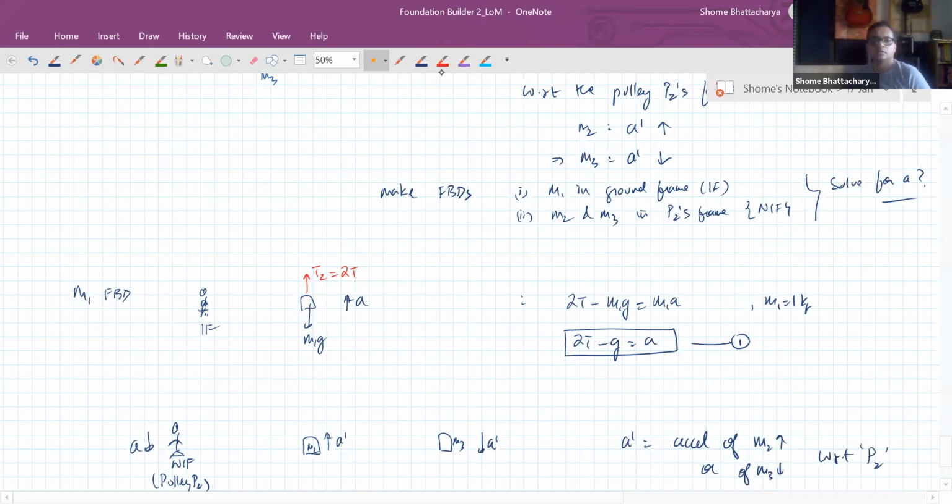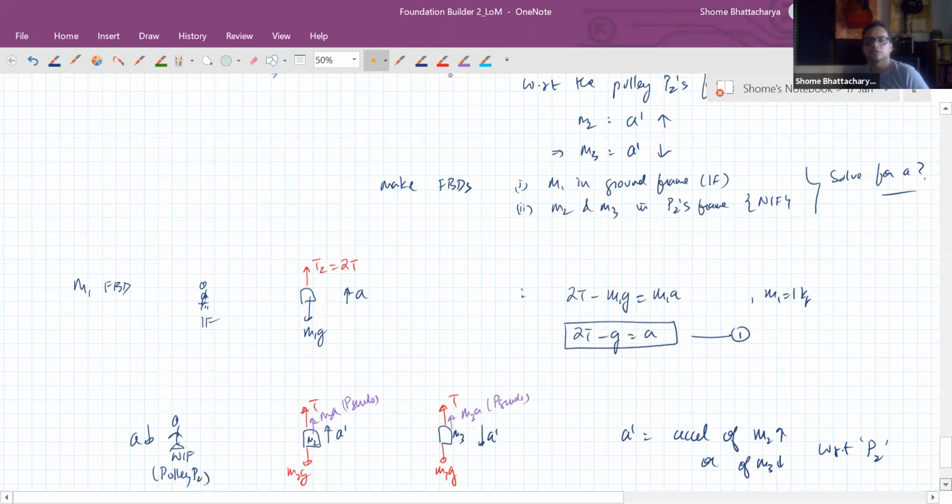Okay, and in that frame you can see the forces acting on this are tension, weight, but also pseudo force, and the pseudo force's direction will be what? Opposite to E. So it will be M2A upwards for this, M3A upwards for this. This is the pseudo force. Okay. So for these two now, we will have the equations.